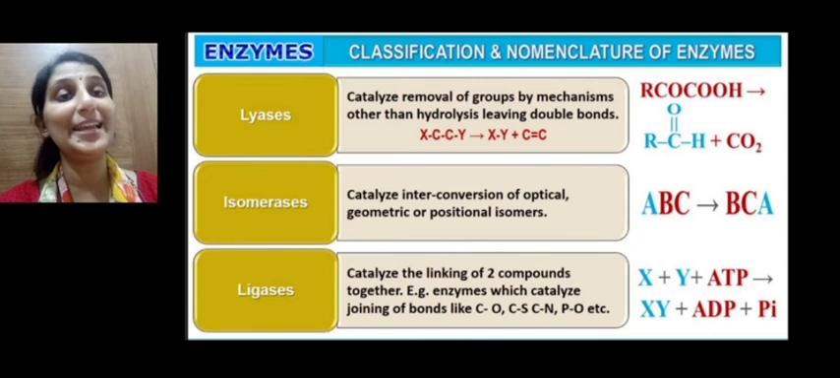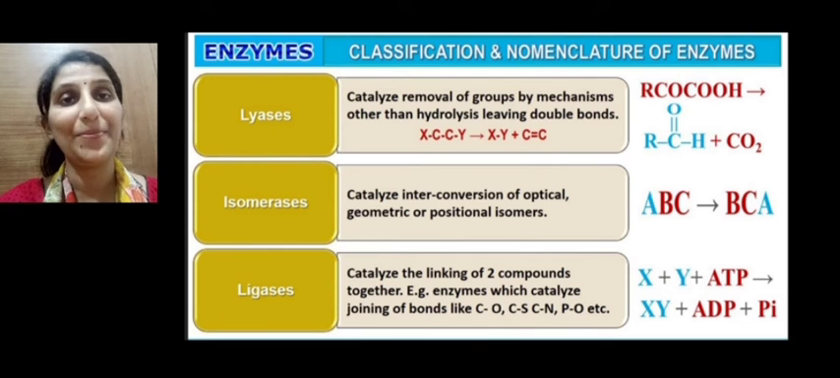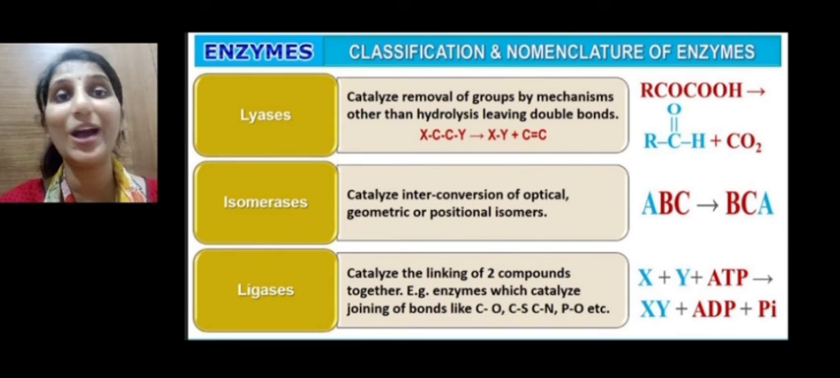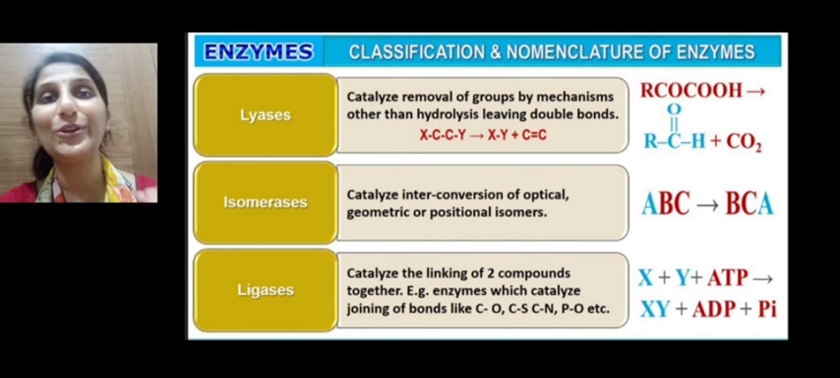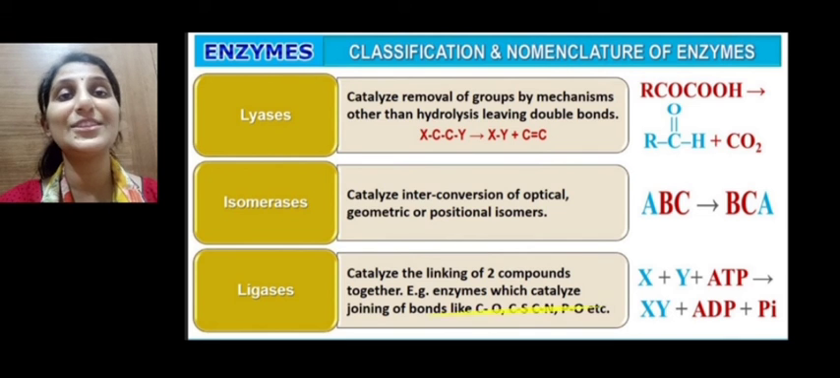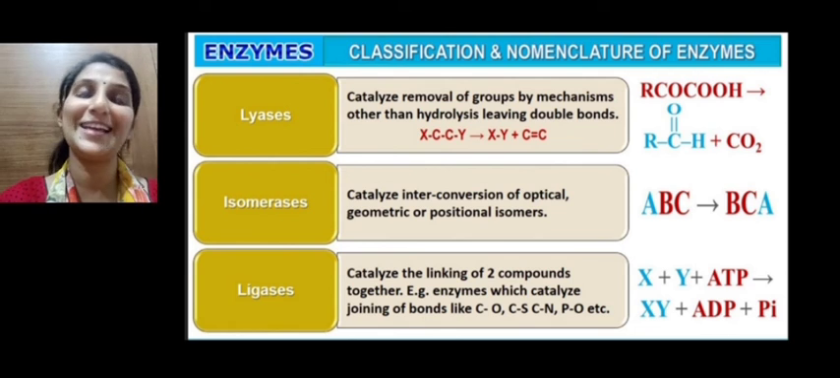And the last type is the ligases. What do ligases do? They catalyze the linking of two compounds together. Here we can see two substrates, X and Y, and they are joined together by forming bonds between them. This is the function of ligases. They are called molecular glues, which join together different molecules. So these are the different types: dehydrogenases, transferases, hydrolases, lyases, ligases and isomerases.